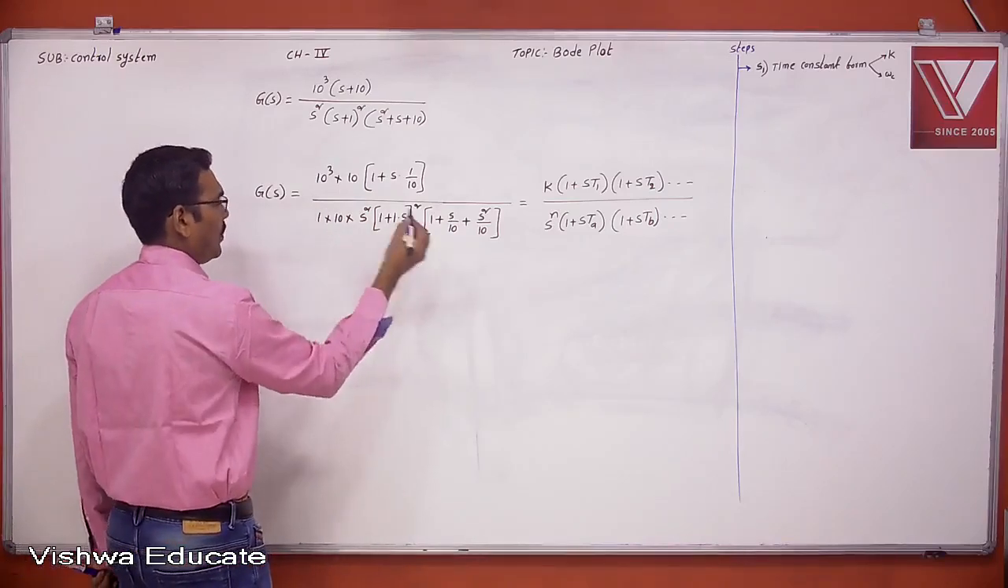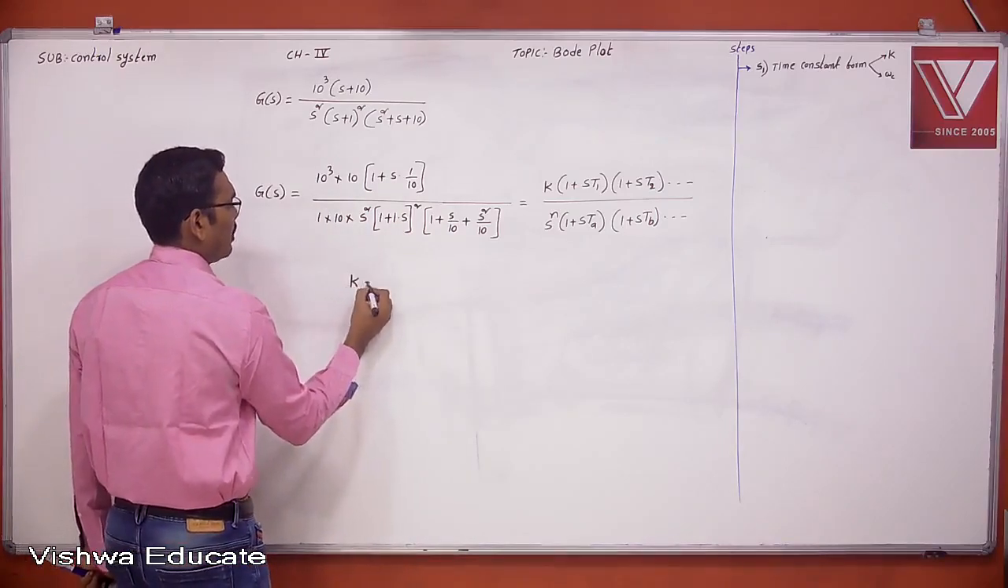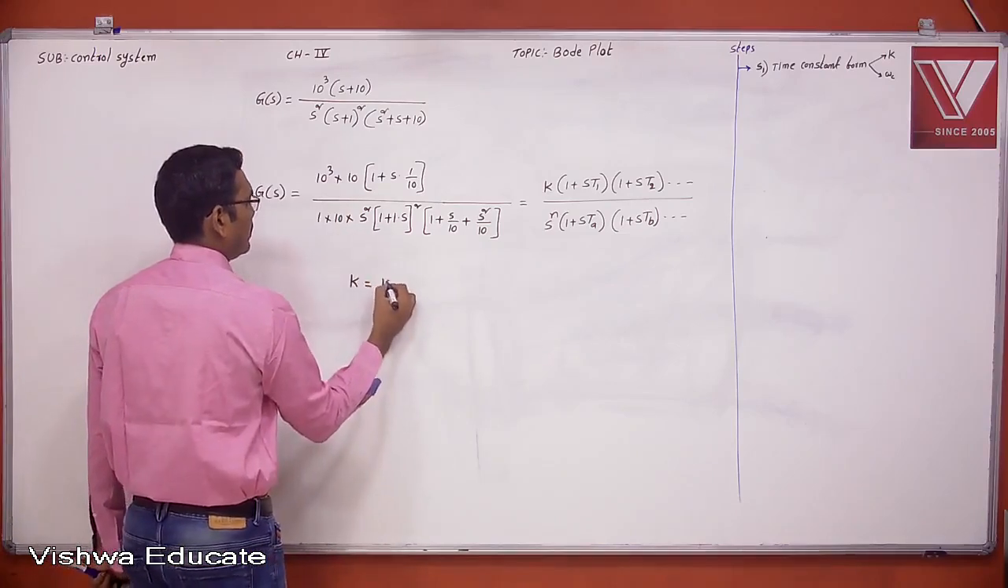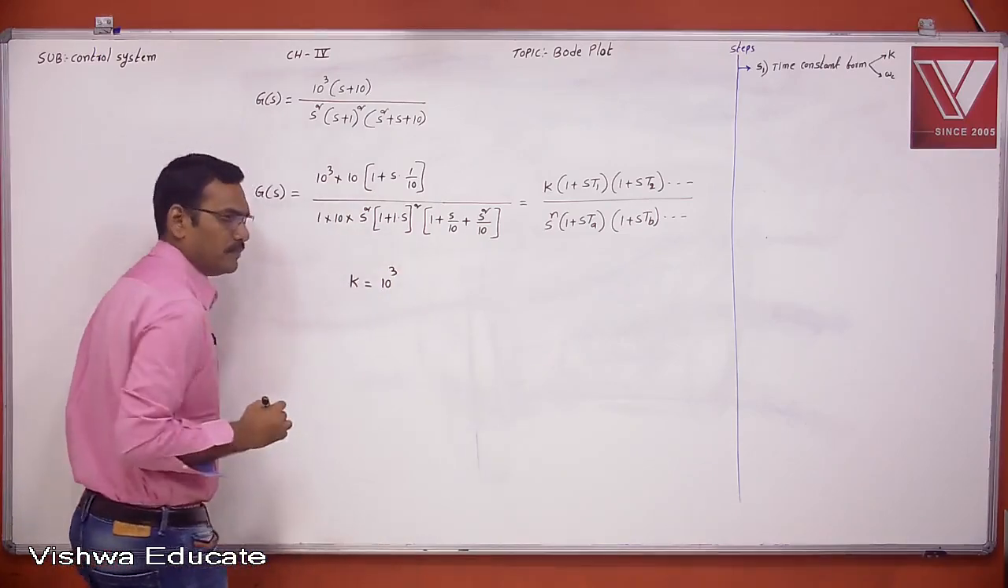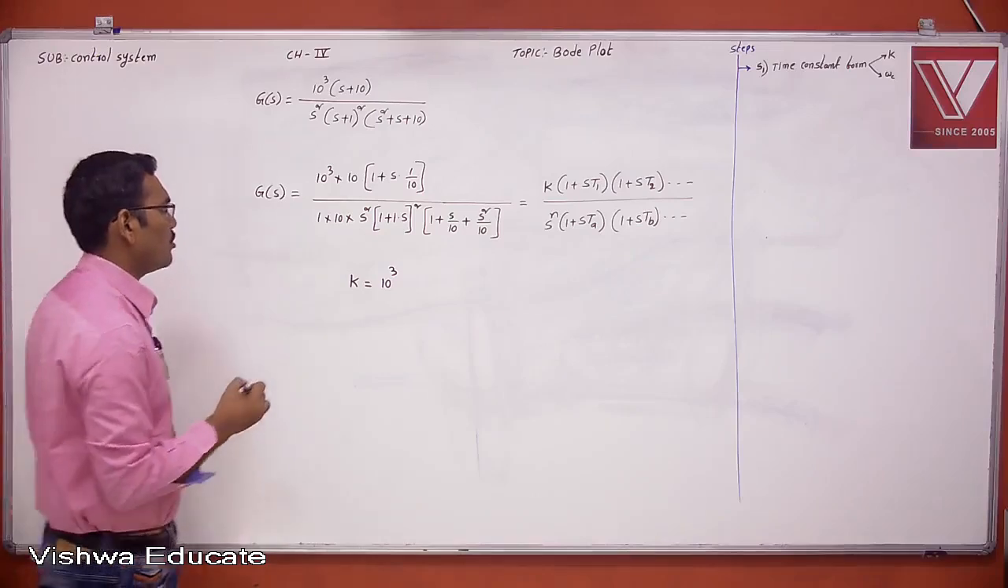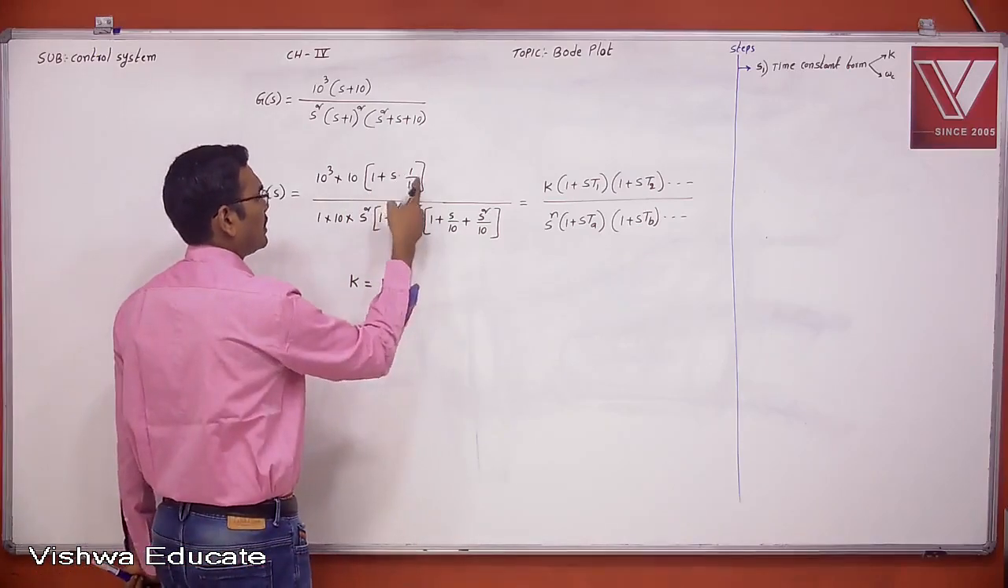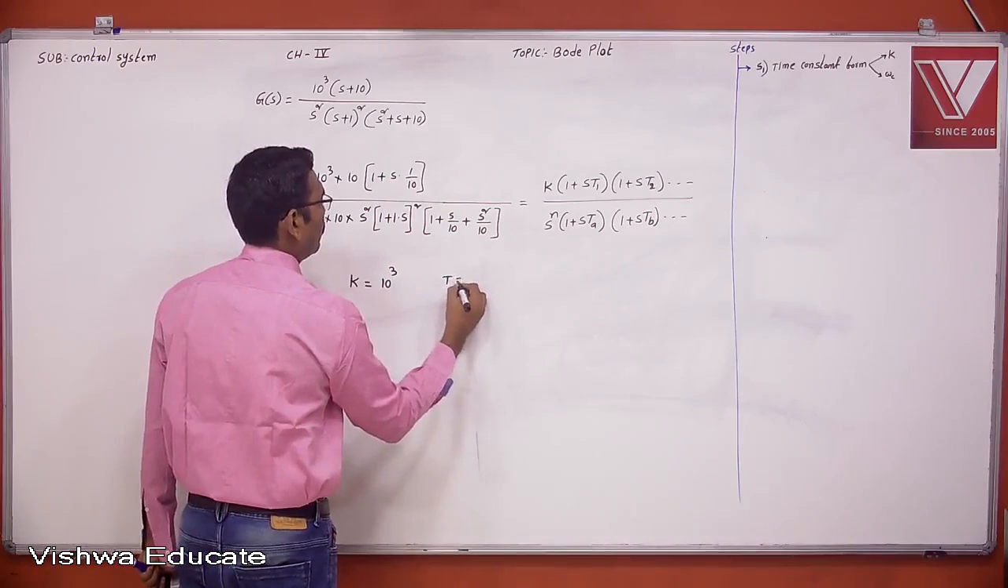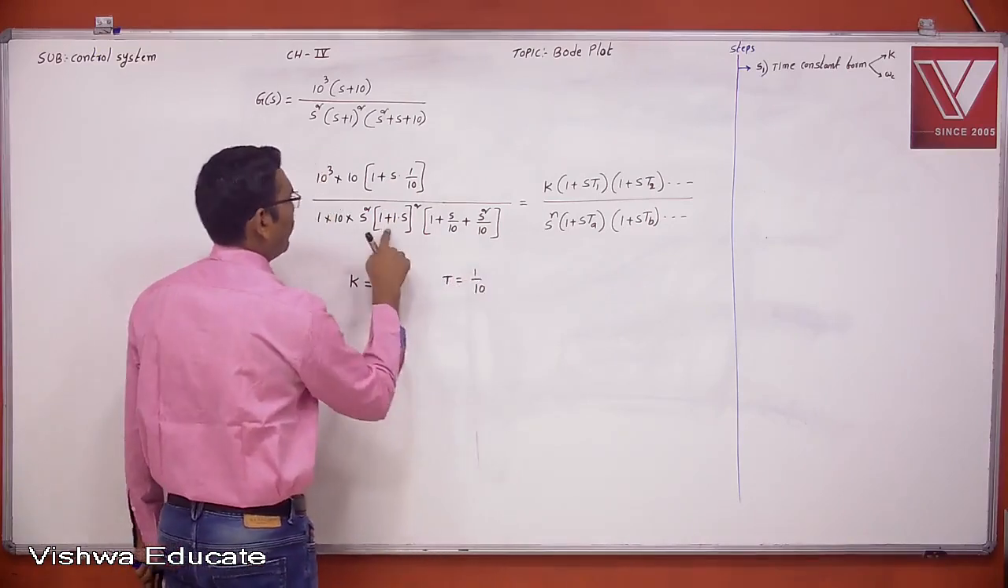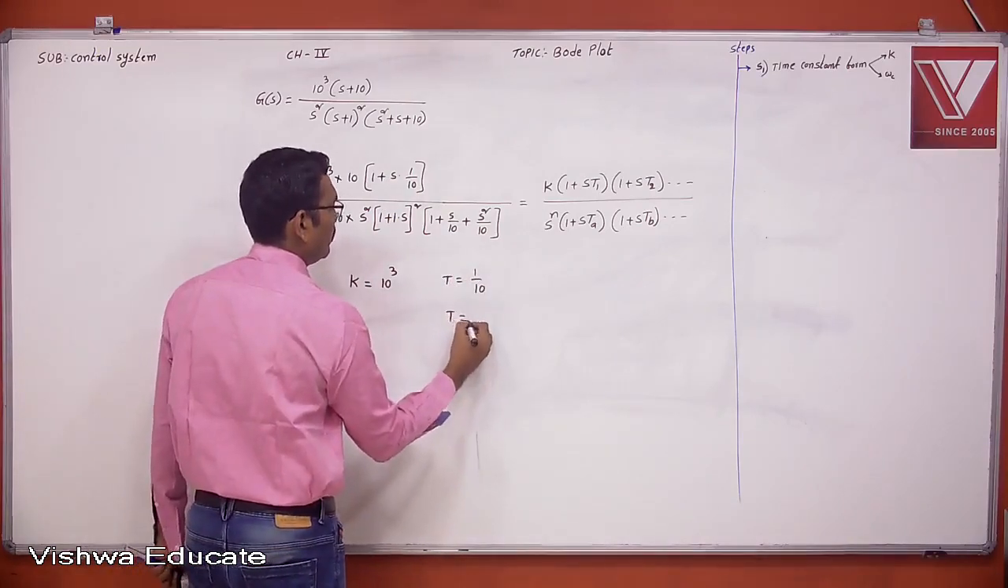Now you just compare, what is the system gain? The 10 cancels. The system gain is 10 cube, 1000. And the corner frequency: in 1 plus sT form, T equal to 1 by 10. In the next 1 plus sT form, T equal to 1.